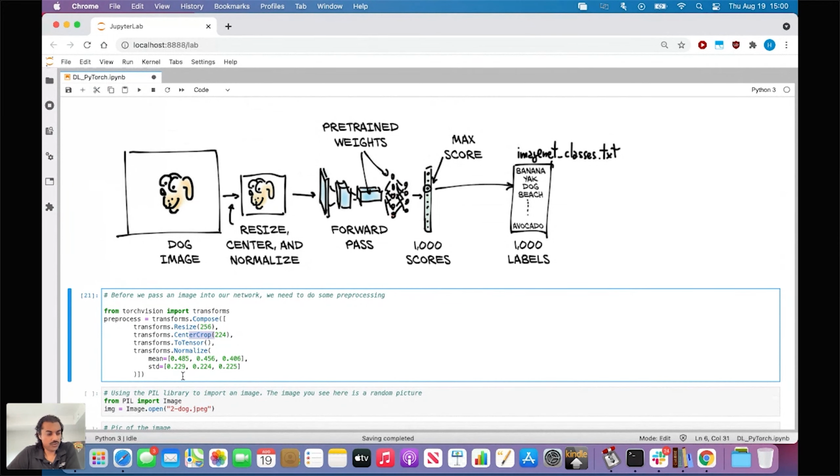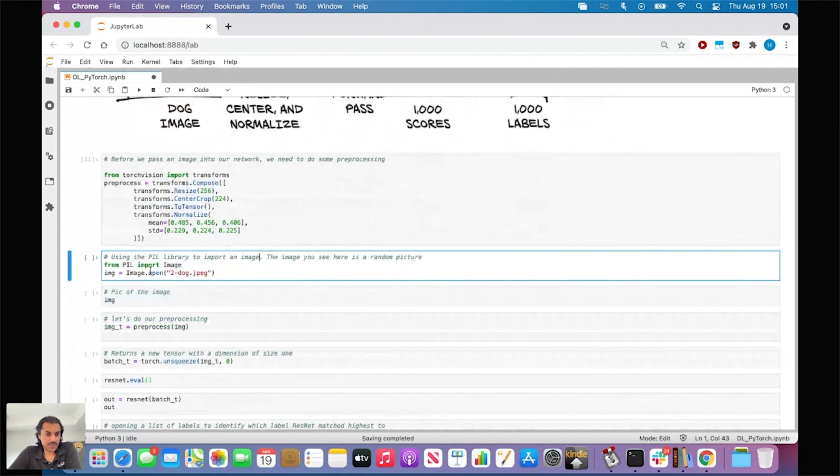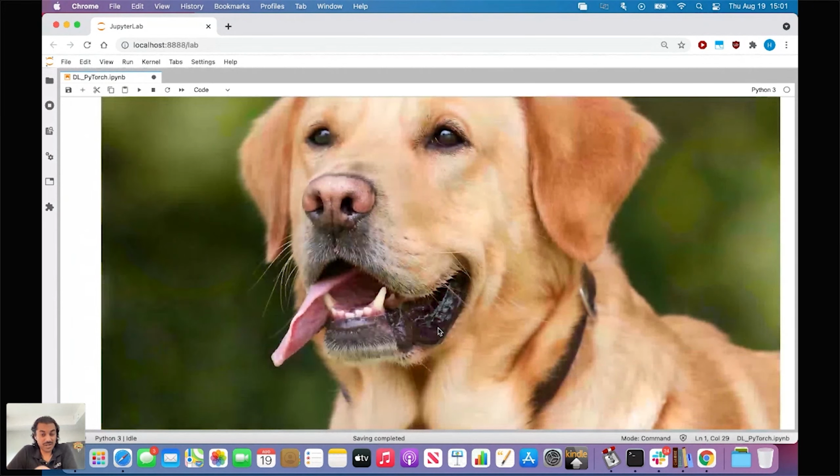If you guys have heard the term boilerplate, this is more boilerplate type code for this example. We just need to know that to process an image into ResNet, we just need to resize it, okay? Here, I'm using something called PIL. It's a library that helps us import images. And I found this random image of a dog. I'm going to display it in a second. So here's a picture of the dog I found.